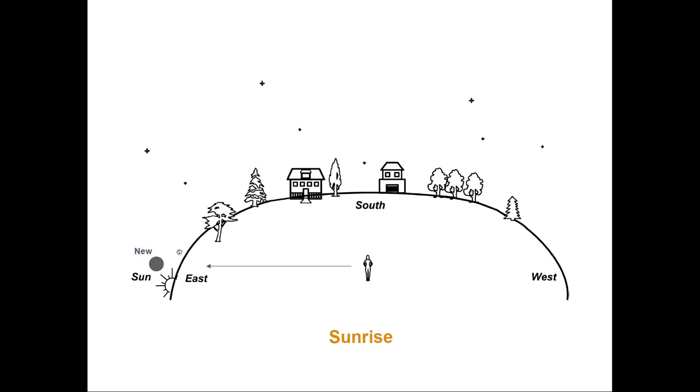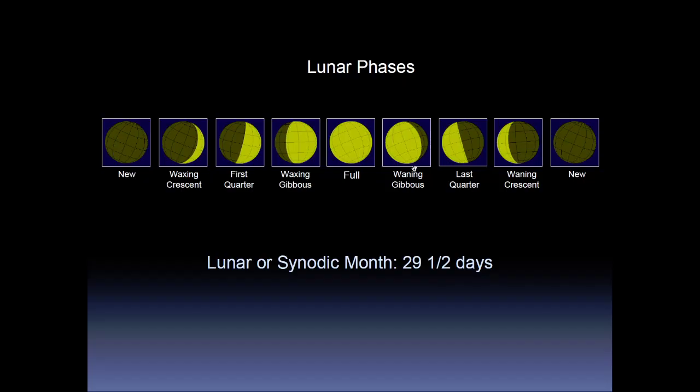The new moon rises with the sun in the east, and it'll be with the sun throughout the entire day. So these are the lunar phases. The lunar, or synodic, month is about 29.5 days, 29.531 days if you want to get super technical. And these are the things that you will draw on your lab. You're going to tell me when they rise, when they transit, and when they set.